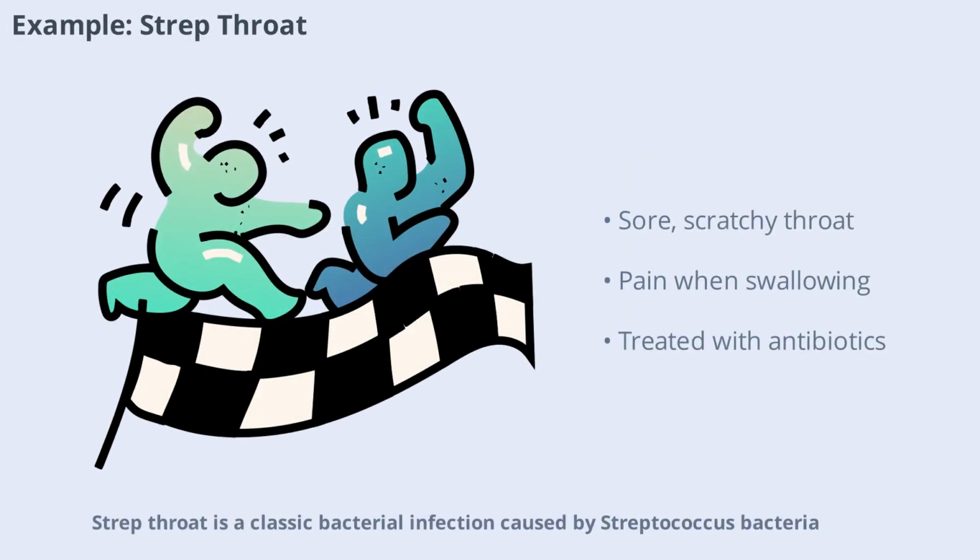Strep throat is a classic bacterial infection caused by Streptococcus bacteria. It leads to a sore, scratchy throat, pain when swallowing, and sometimes fever. White patches may appear on the tonsils. Doctors diagnose it with a rapid strep test and treat it with antibiotics. Prompt treatment helps prevent complications and speeds up recovery.